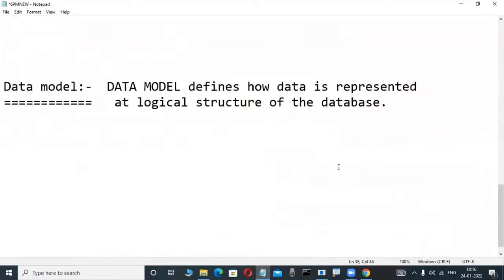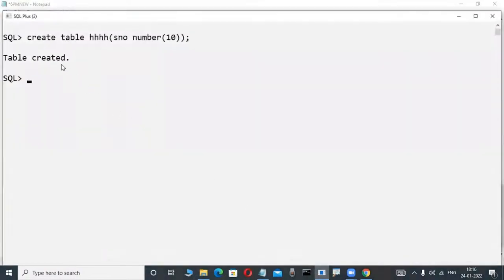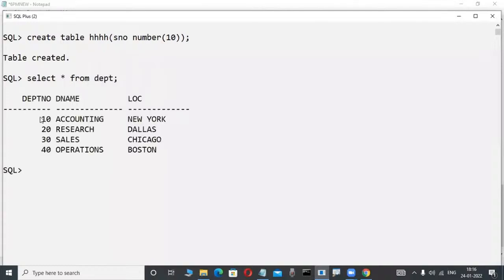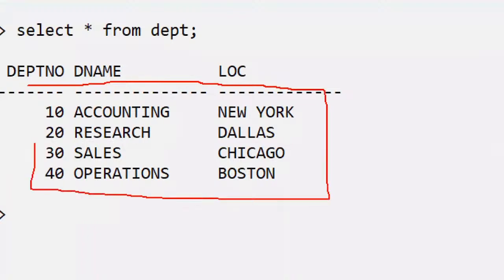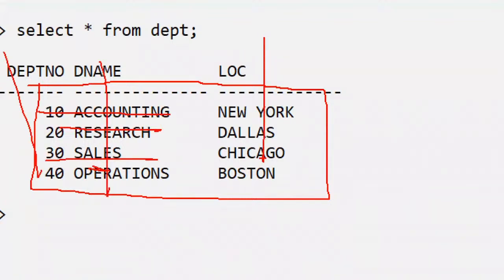Very good. Now in this database, how data is represented is specified in the format of records. These collections of records are in matrix format. Whenever there is a logical structure, data is represented at the logical structure in a matrix format, rows and also columns. That's why this is a data model: how data is represented at a logical structure.